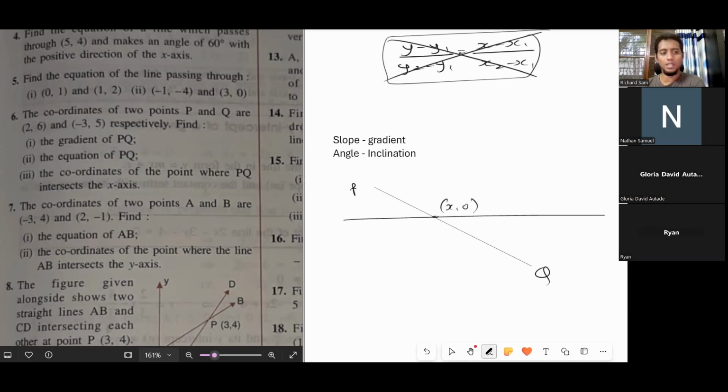You have the equation of the line PQ, right? In the equation of the line, you just substitute the y value as 0 and find x. What's the equation of this line PQ? 5y minus x is equal to 28. What did you get?